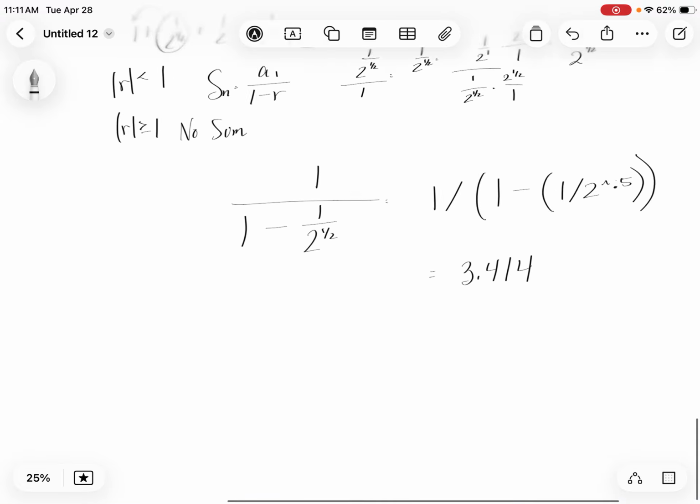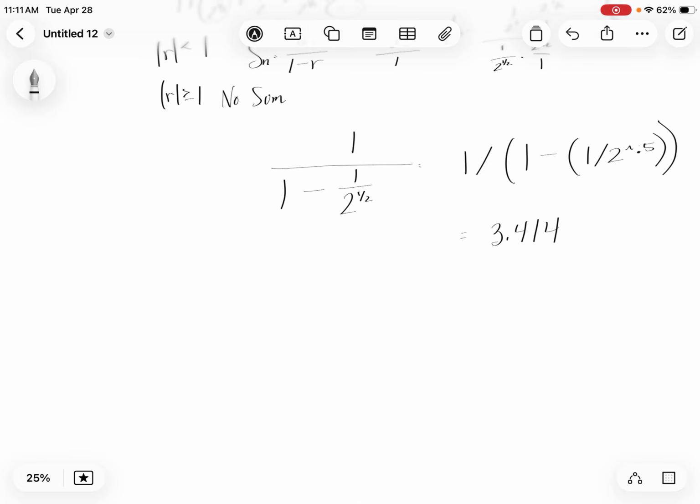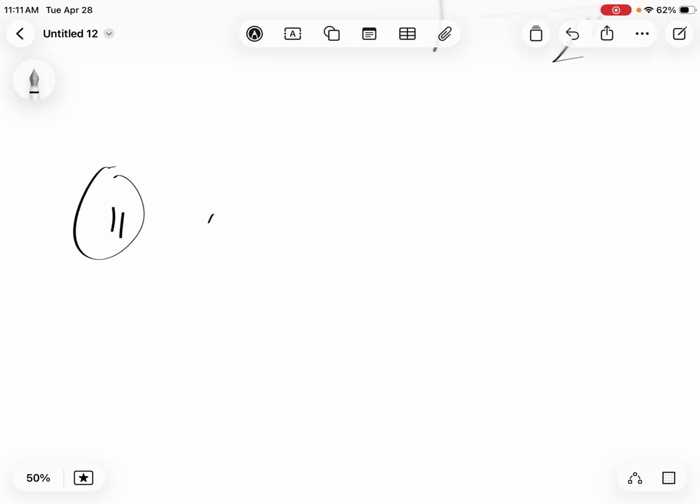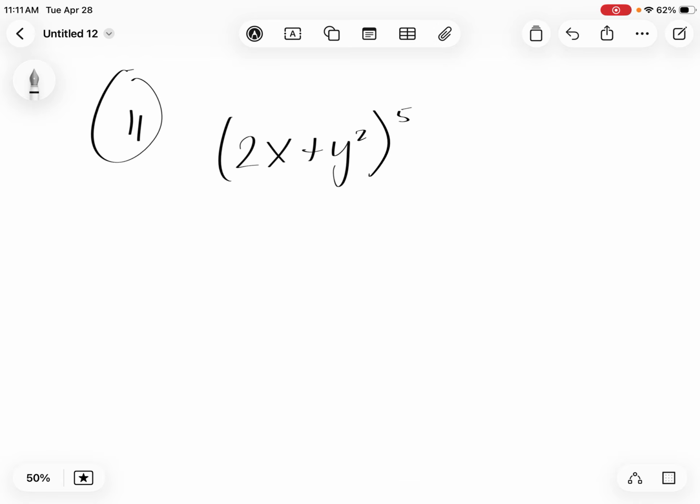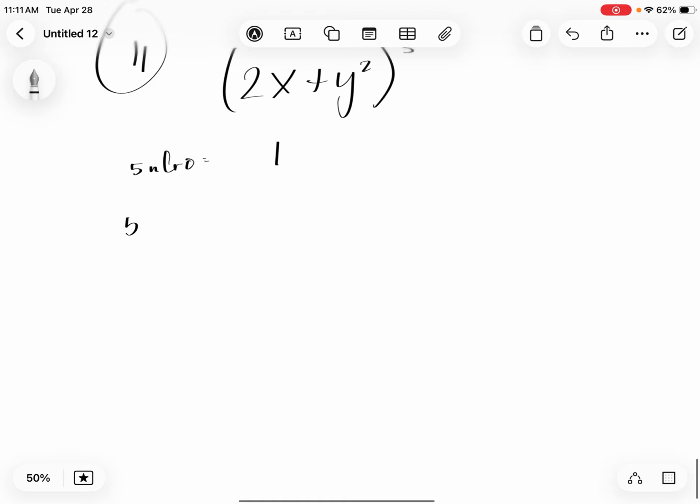Then number 11. It gives you 2x plus y squared to the 5th power and asks you to expand it. You can either write it out 5 times, use the binomial expansion theorem, or use Pascal's triangle. It's your choice. But if I do 5 nCr 0, I get 1.